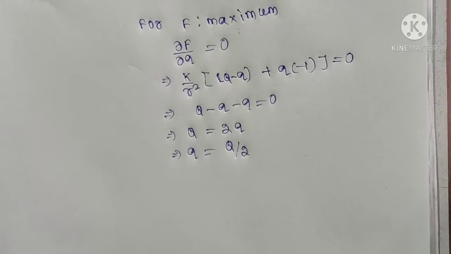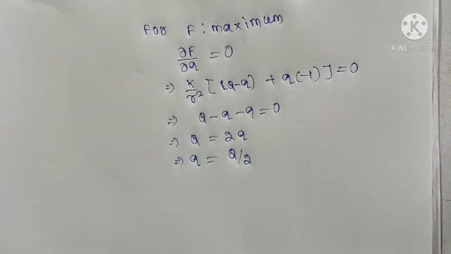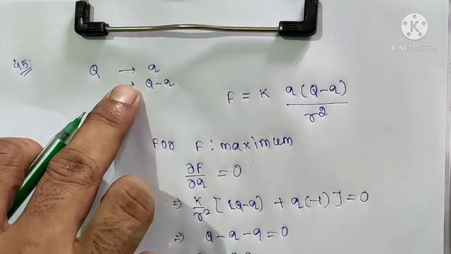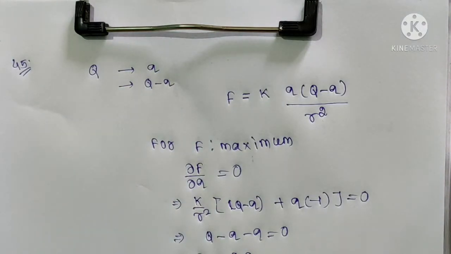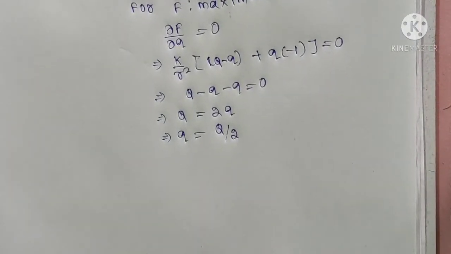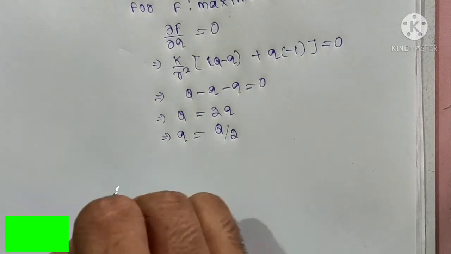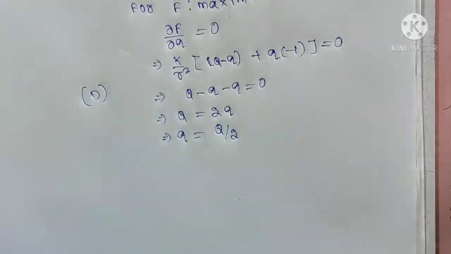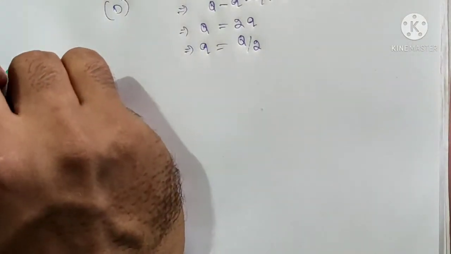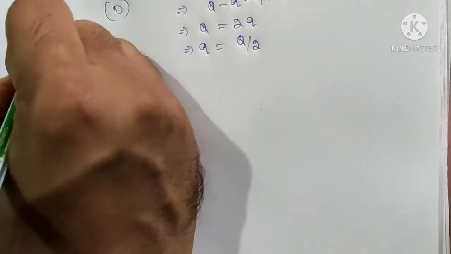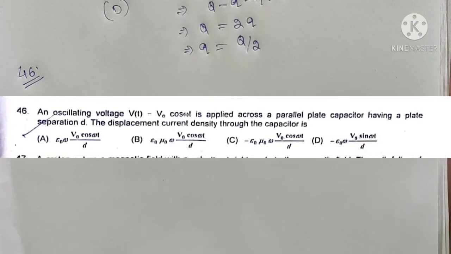So for the force to be maximum between these two charges, small q has to be capital Q by 2. So your correct option is Q by 2, option D. Question number 46. An oscillating voltage is applied across a parallel plate capacitor having a plate separation d.